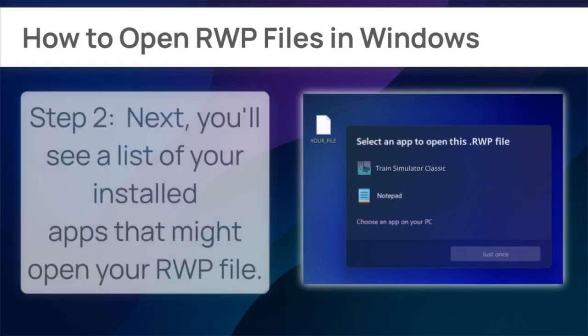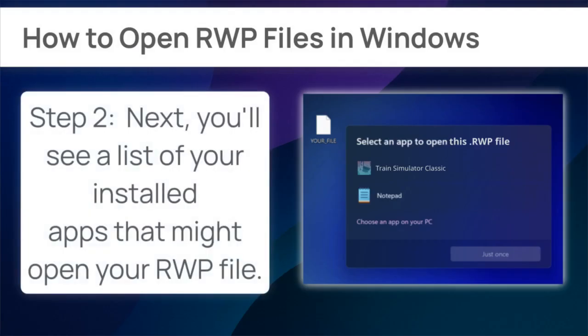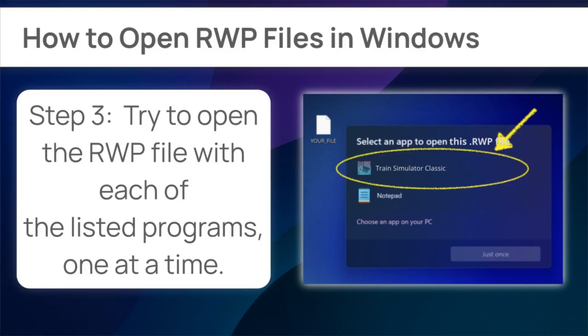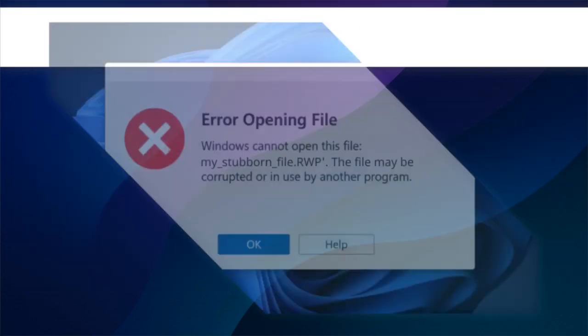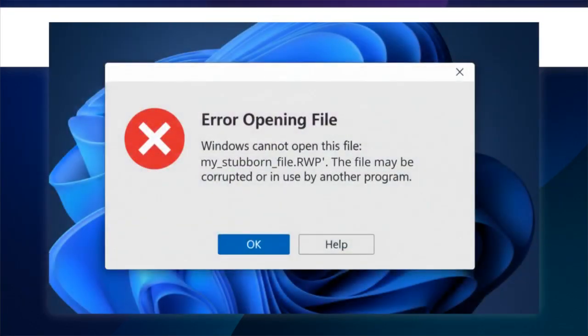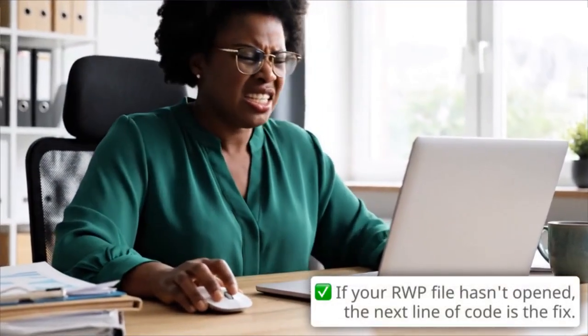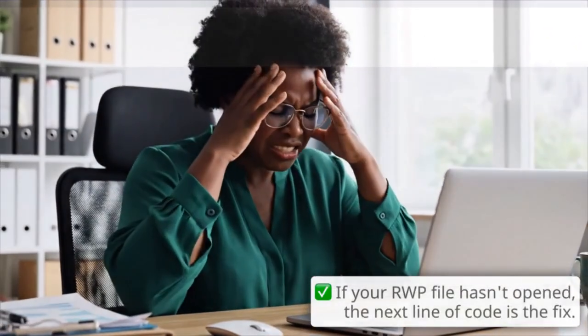Right-click your RWP file and choose Open With. Test with Train Simulator Classic first. If it's missing, select another program. The fix is often a simple compatibility swap. If you cannot access the RWP file, no problem. We've established the file is difficult. Take immediate action by running these 3 essential quick troubleshooting procedures.